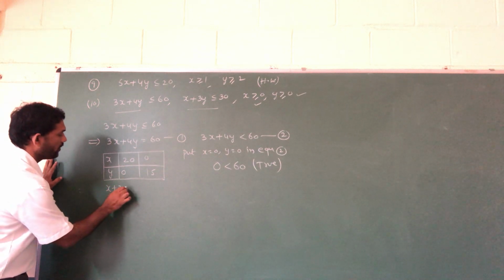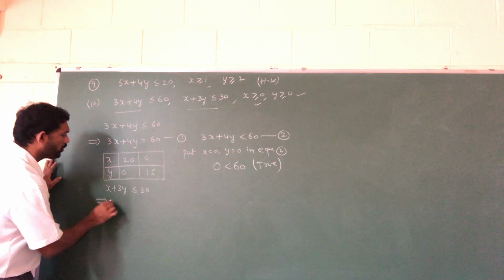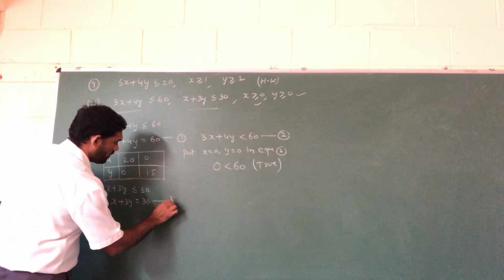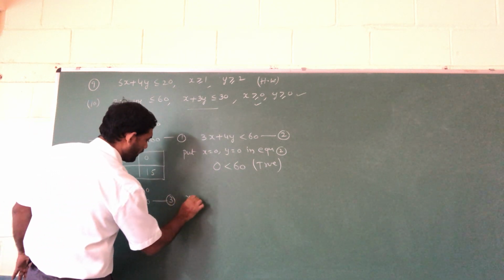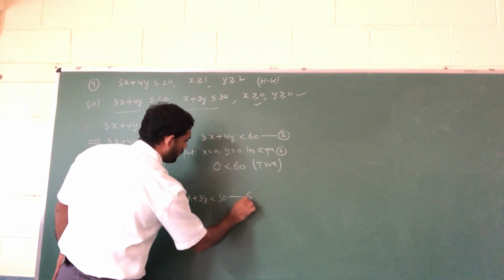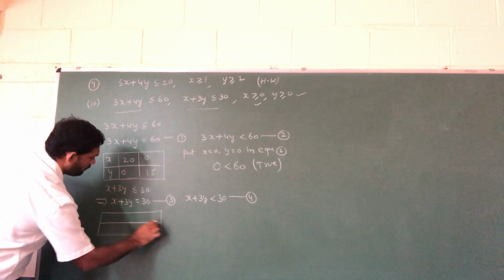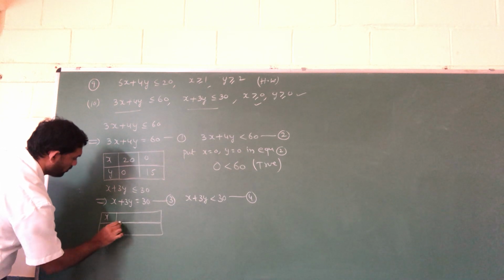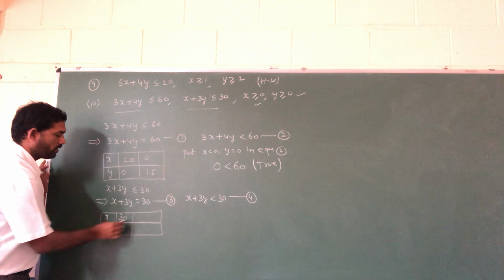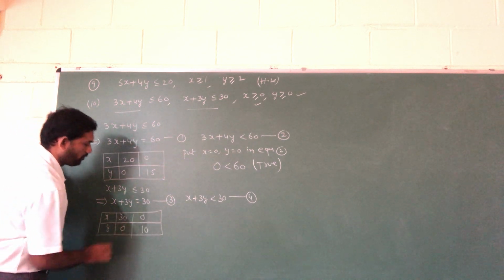x plus 3y less than or equal to 30. So this includes x plus 3y equal to 30 as equation number 3, and x plus 3y less than 30 as equation number 4. Now take a table for equation number 3. y equal to 0, what happens? x is equal to 30. x equal to 0, what happens? y is equal to 10.